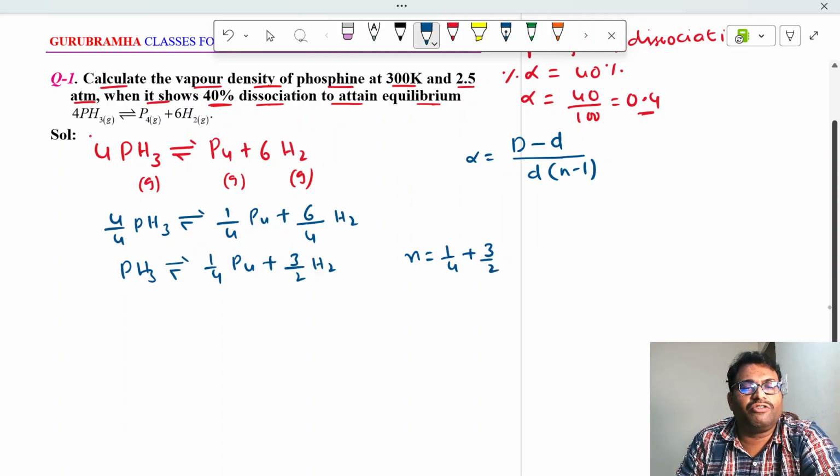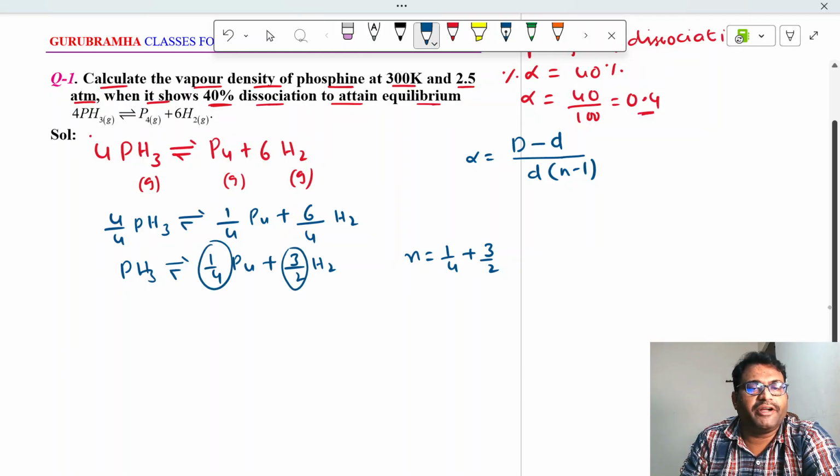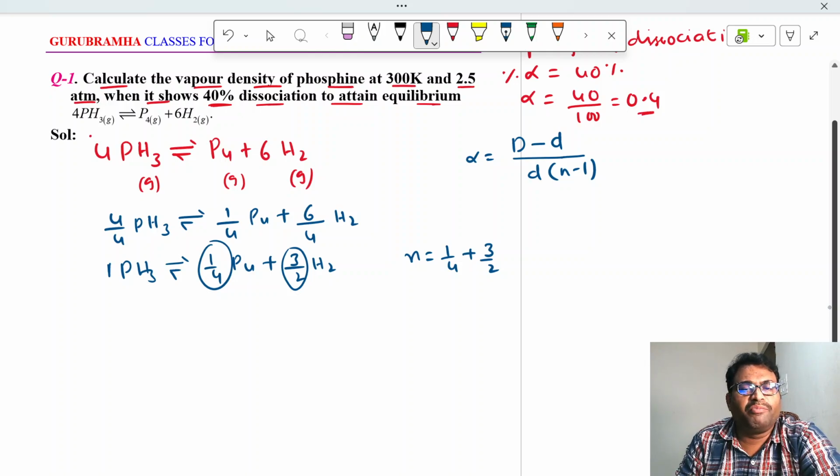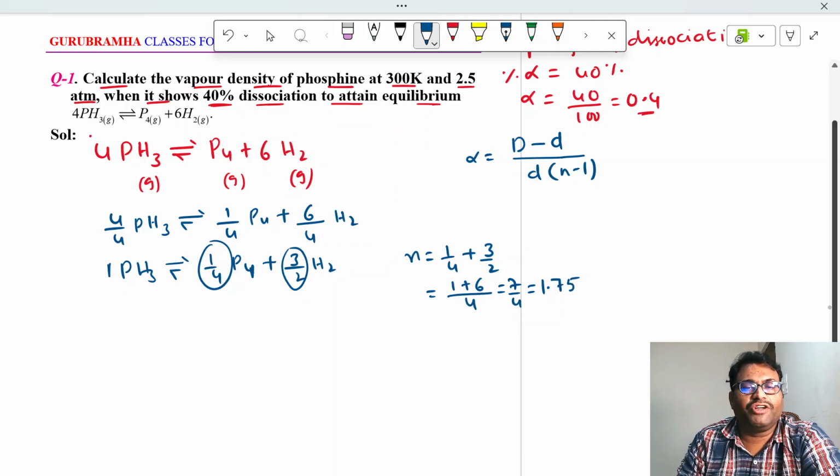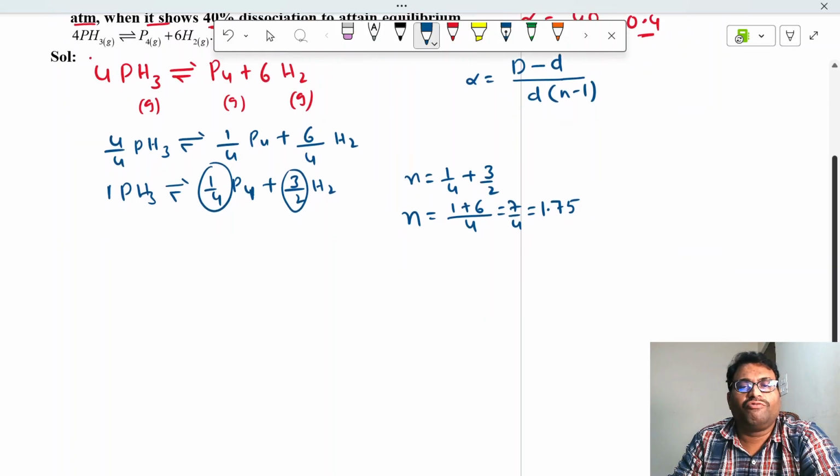Why are you writing n equal to 1/4 plus 3/2? Because 1 mole on dissociation, how many moles of products are formed? 1/4 mole of P4 is formed and 3/2 mole of H2 is formed. So the LCM will be 4, 1 plus 6, that is 7/4, that is equal to 1.75. So we got the n value. n is equal to 1.75.